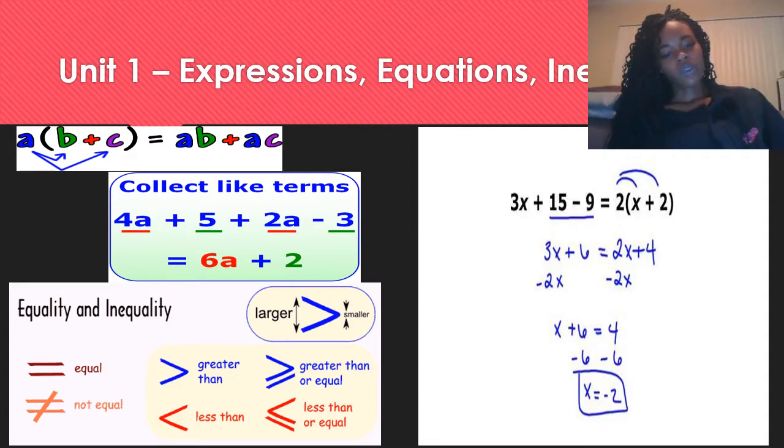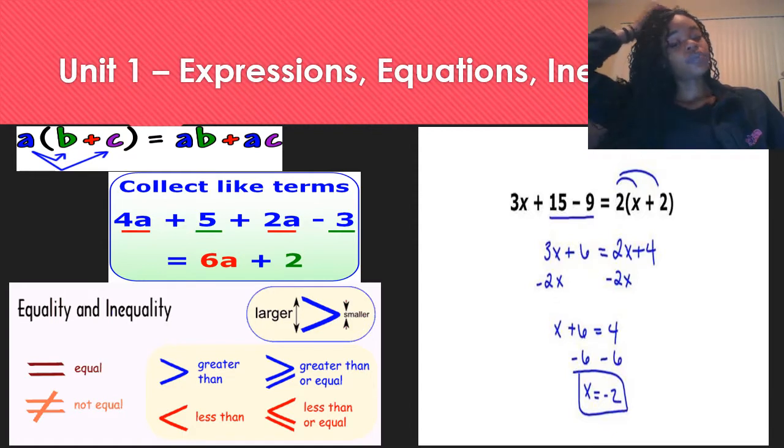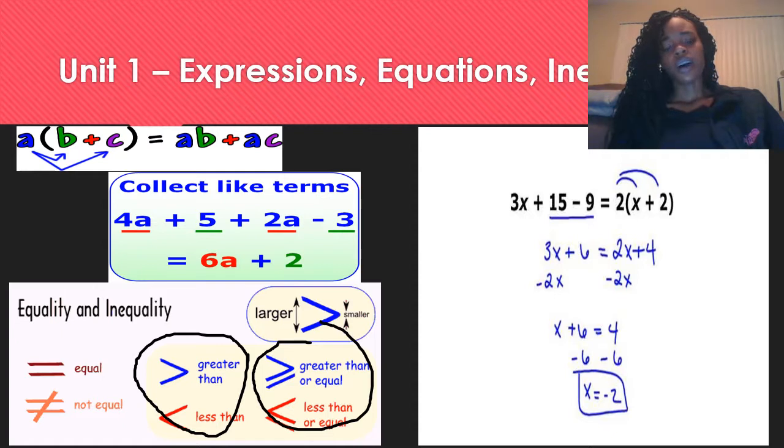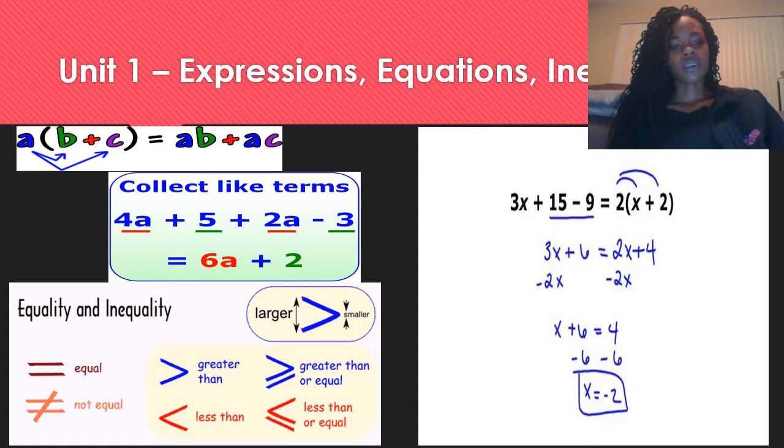We also talked about inequality symbols, greater than or equal to, less than or equal to. That definitely comes in handy when we do domain and range in the next unit. Don't forget that these two over here are open circles. These two over here are closed circles. Also, the large number goes over here and the smaller number goes on this side. The large number is on the open side.